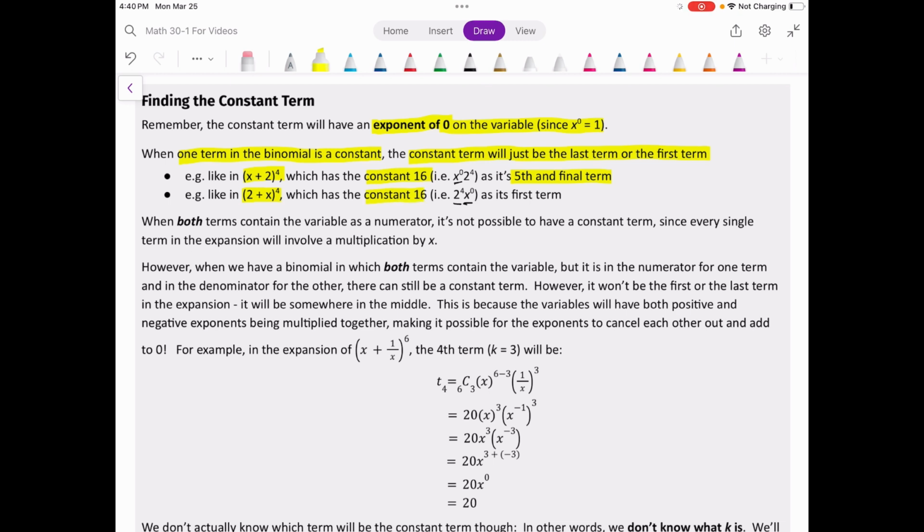Now, if both terms contain the variable as a numerator, it's not even possible to have a constant term.